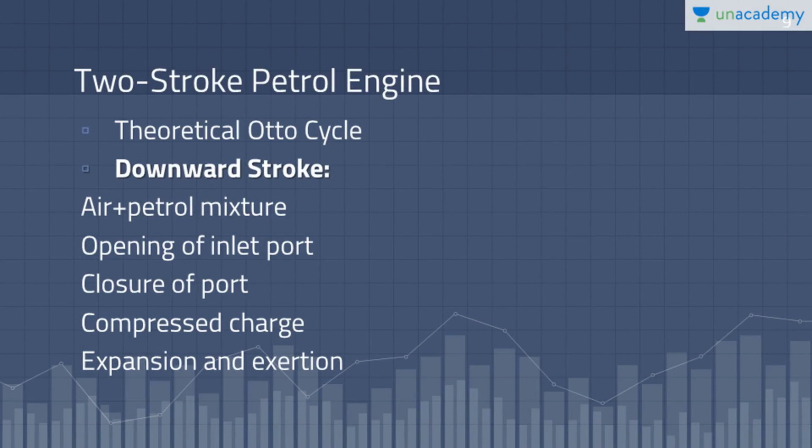So let's move on to the working of the two-stroke petrol engine. The two-stroke petrol engine works on the theoretical Otto cycle. The downward stroke or the first stroke will be as follows. The spark is produced by the spark plug as the piston reaches the TDC. It is then represented by the point 1 on the PV diagram. I will show you guys the PV diagram. There is instantaneous combustion which occurs at constant volume with increase of pressure and temperature, which is actually shown in the PV diagram. I will show that to you guys.